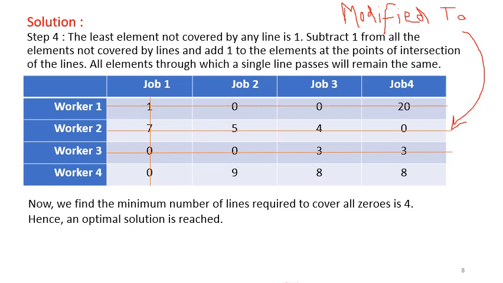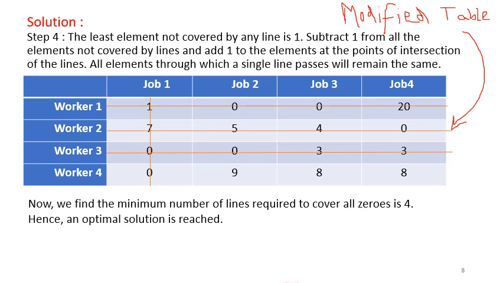Now looking at the modified table here, you can see all these changes have been made, and again try to fit in the lines using horizontal and vertical lines. Try to cover all the zeros now. You can now get exactly 4 lines. You cannot get a better solution. You cannot cover all the zeros now by 3 lines. Just check, all of you can try this. The minimum number of lines required to cover all zeros now is 4. So you can say that an optimal solution is reached.